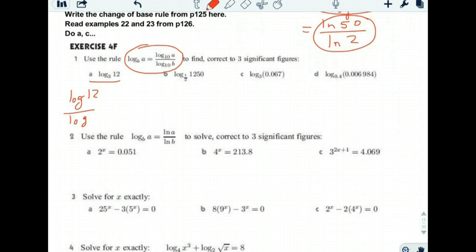And log base 10 of 3. And then like we want to find C too. C would be log of 0.067 divided by log of 3, because 3 is the base. Okay, so let's use the calculator and figure out what those would be.